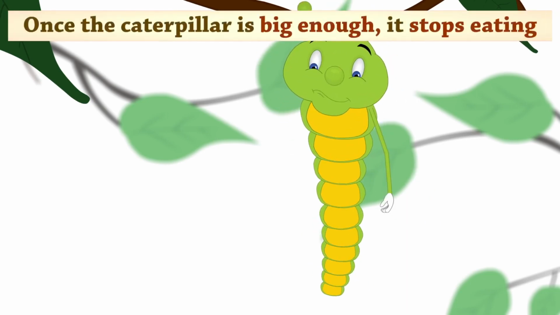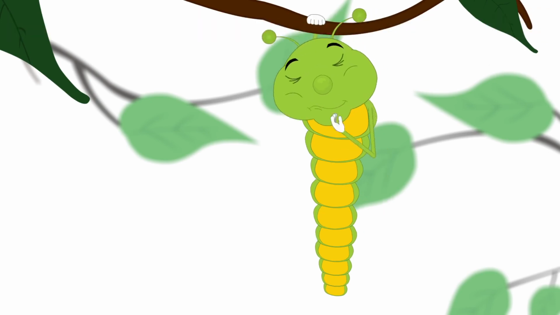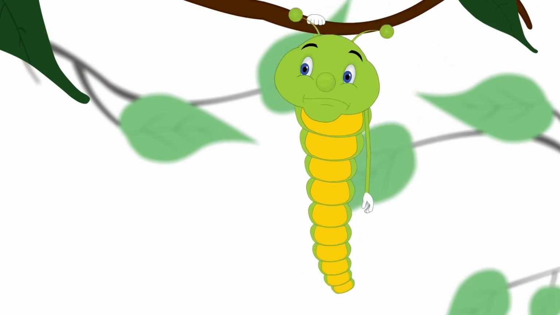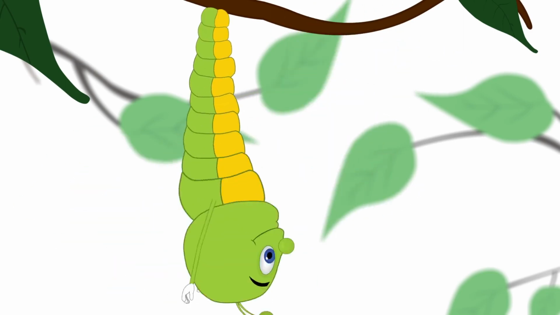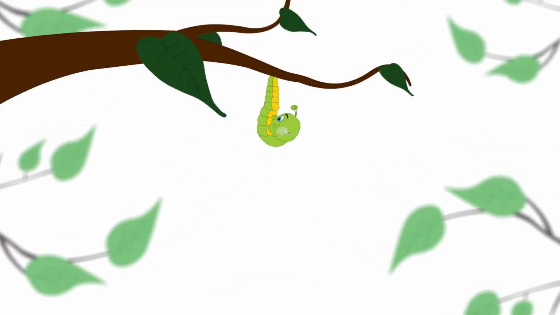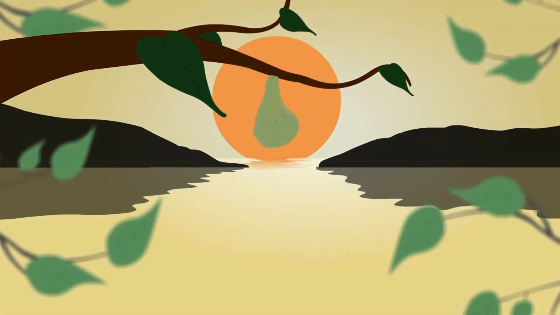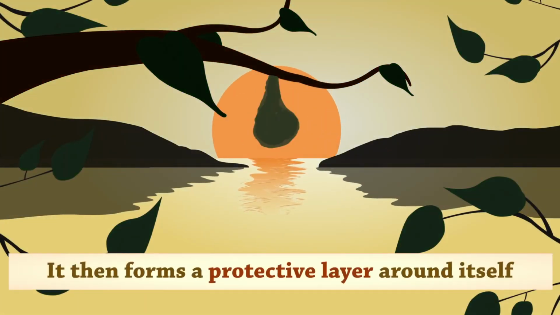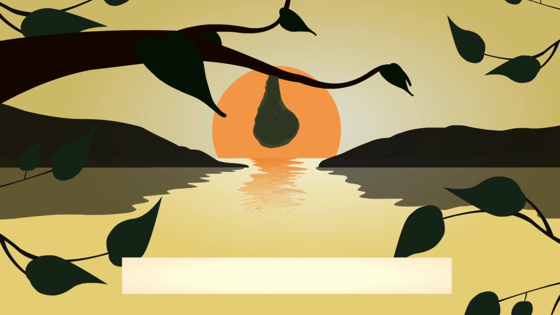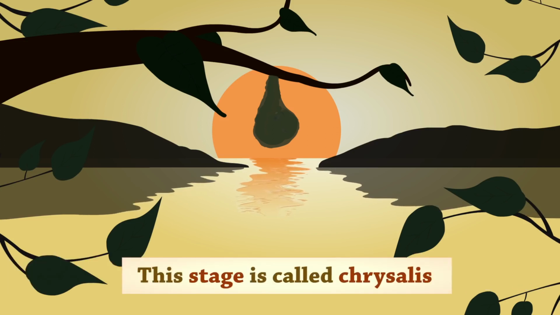Once the caterpillar is big enough, it stops eating. It then forms a protective layer around itself. This stage is called chrysalis.